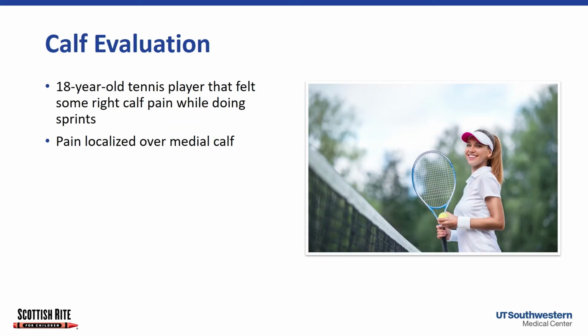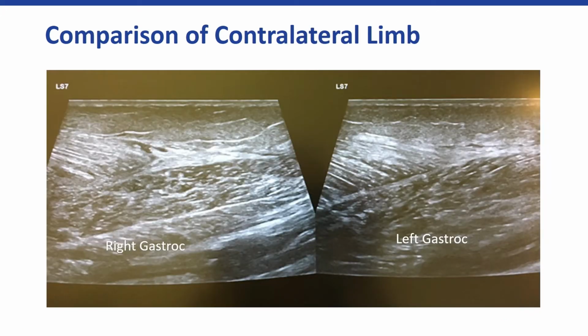All right, here's an example of how ultrasound uses side-by-side comparison. An 18-year-old tennis player who was doing some sprints on the tennis court and began to notice some right calf pain. So we put the ultrasound machine on the right calf. And we look at the right calf, we think, well, there could be an abnormality there, but how does this compare to her uninjured side, the left side?